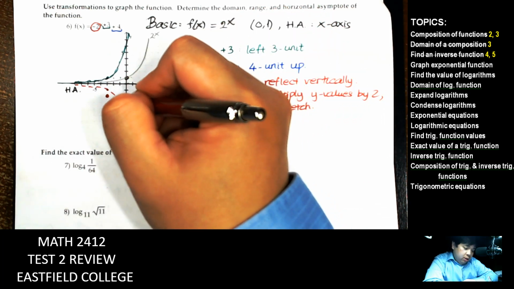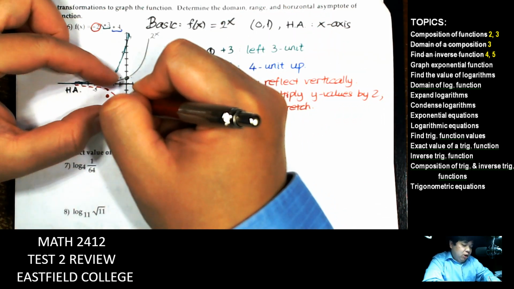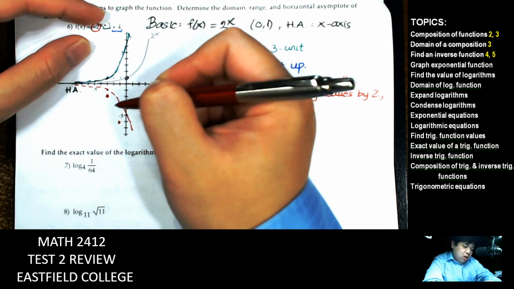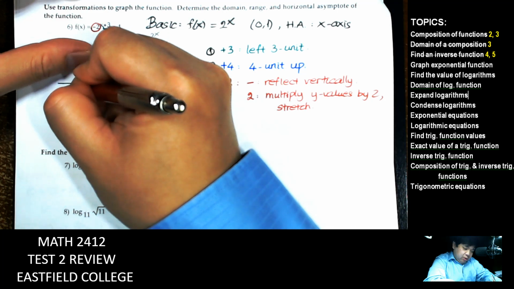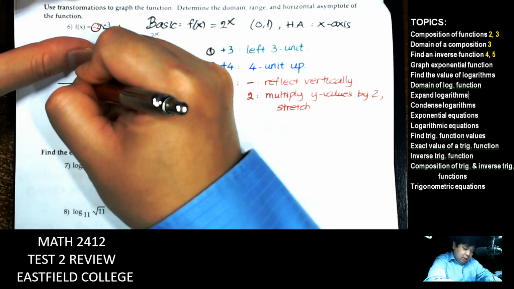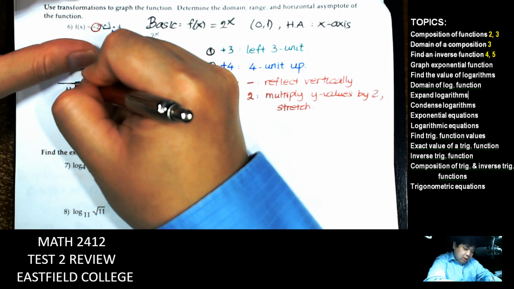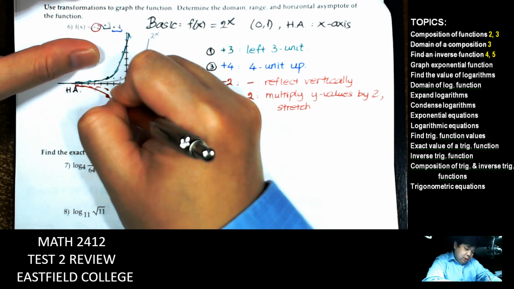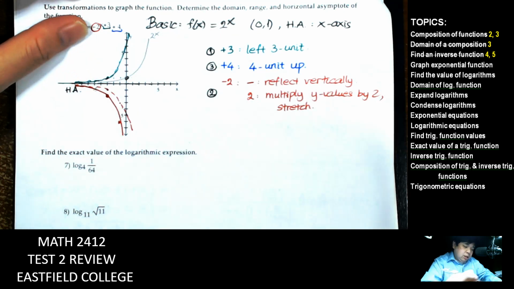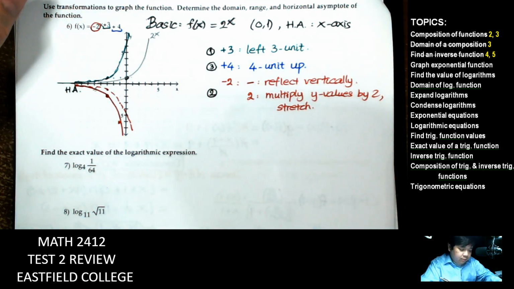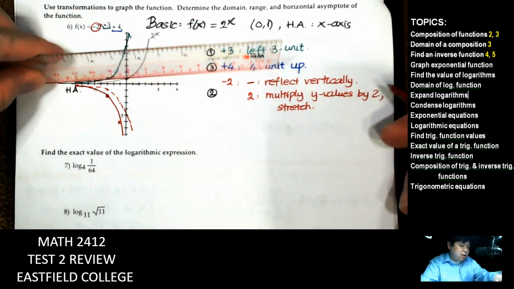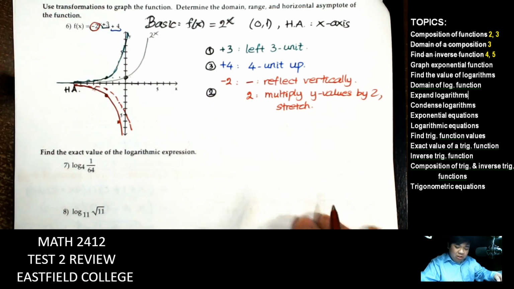This point around here, whatever the y value is, we're going to multiply by 2, so it's going to be twice as long. And finally, the graph looks like that. Yeah, just a sketch. The horizontal asymptote is still the same because it will reflect. It's still on the same line.